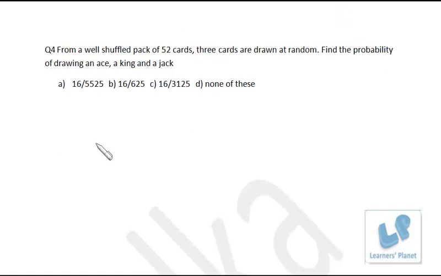From a well shuffled pack of 52 cards, 3 cards are drawn at random. Find the probability of drawing an ace, a king and a jack. You are fine with just drawing 3 cards, right? So the total number of cases is 52C3, right?